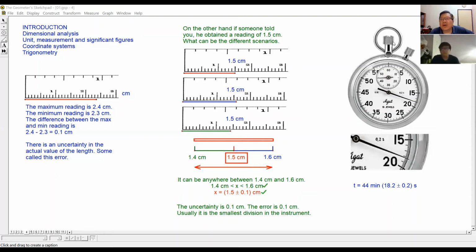Now we look at the stopwatch. This is an old type of stopwatch. Do you know how to read this stopwatch? Nowadays they use the digital one. You only see this type in the laboratory now. But this type is useful when you want to learn about uncertainty, when you want to learn about error.